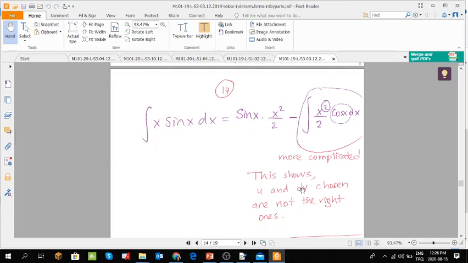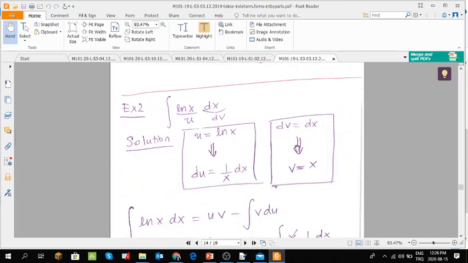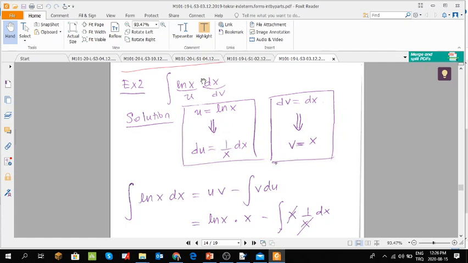In this case, u and dv chosen ones are not right. So be careful to choose the correct one. Okay, next example is the integral of ln x dx. Our choice is u to be ln x and dx is dv. Let's see whether it's the right choice.